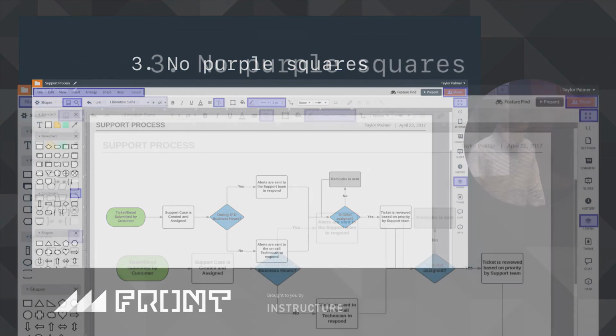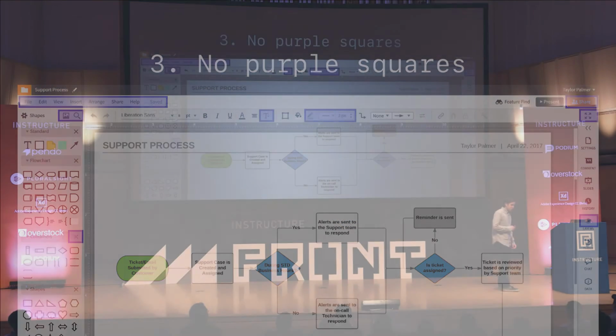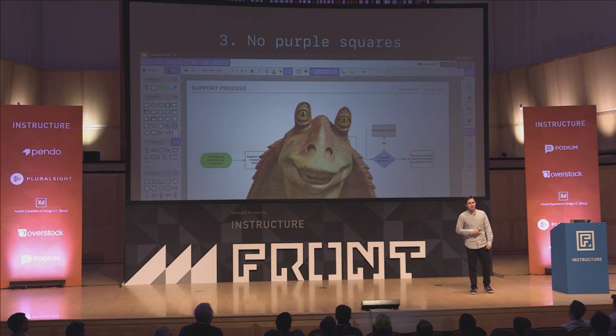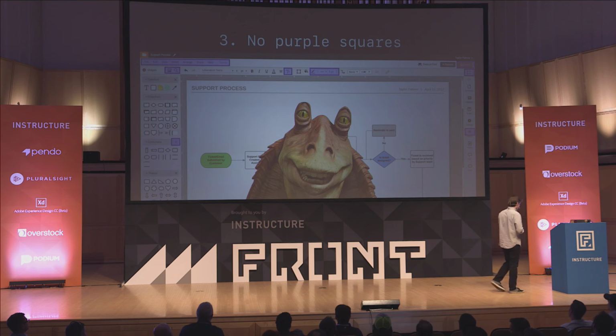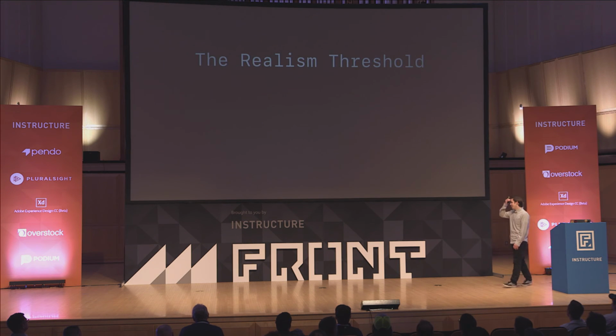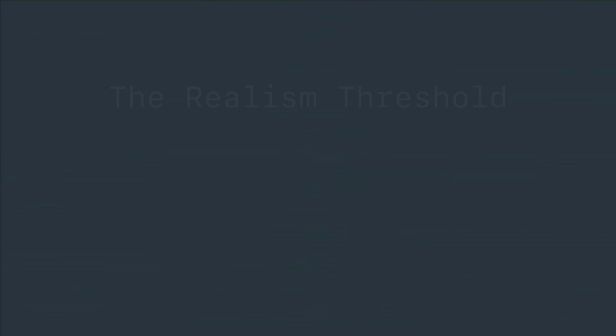And I'm not one for strong language, and I don't throw this phrase around lightly, but purple squares are the Jar Jar Binks of user testing. Huge distraction. Again, so those are ways to know if you're crossing the realism threshold. You might have a few remaining questions. I'll try to answer those in the time remaining.